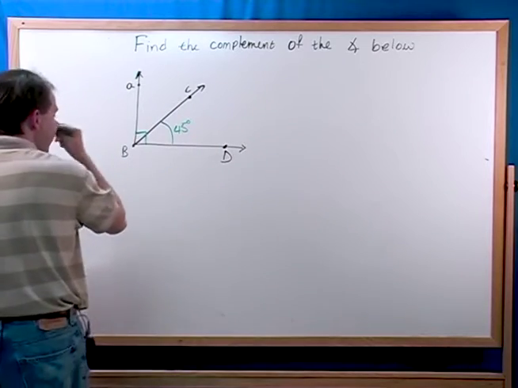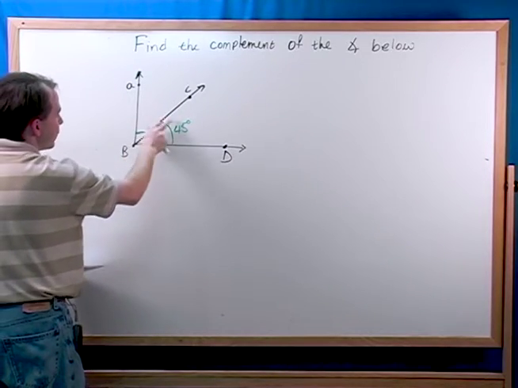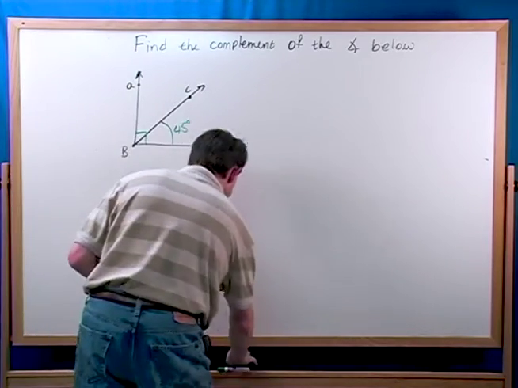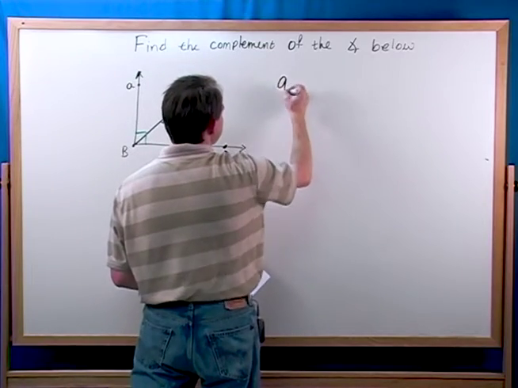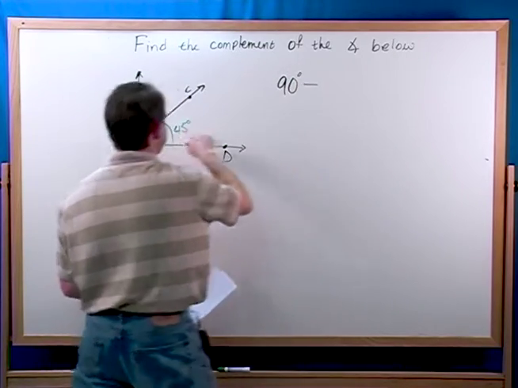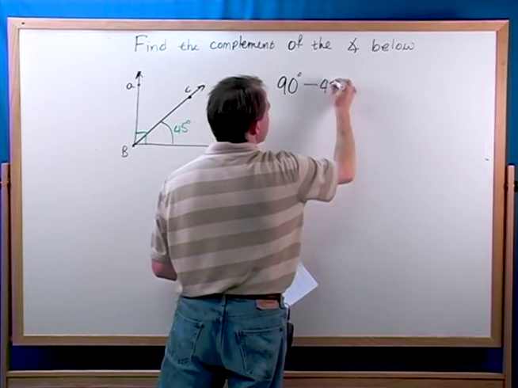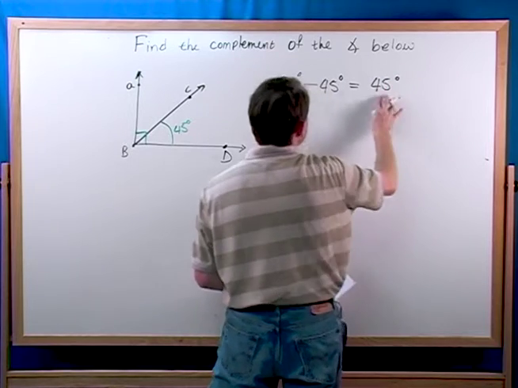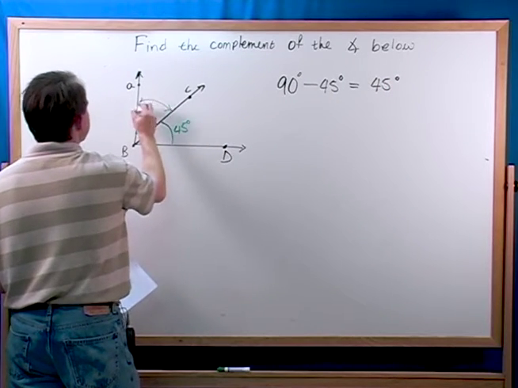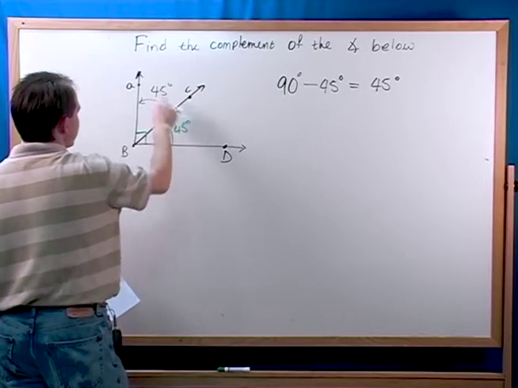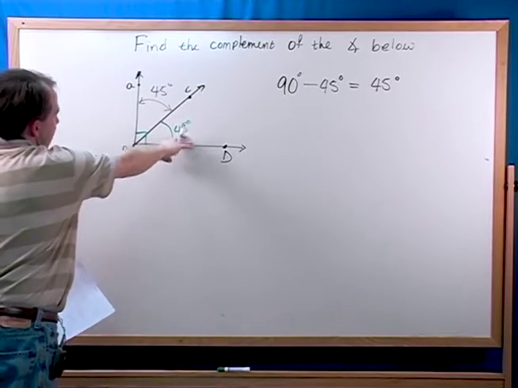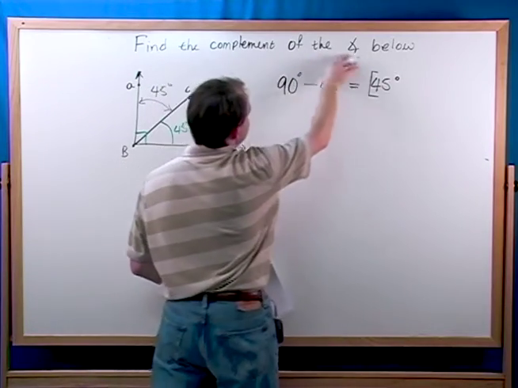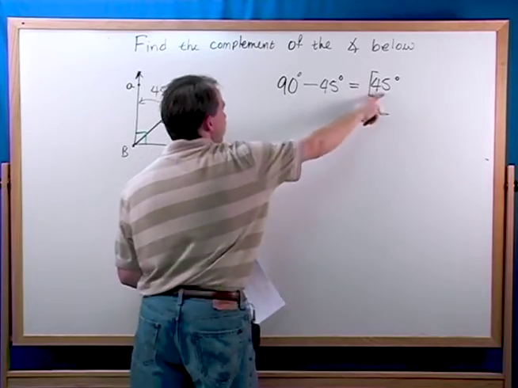All you have to do is find out what angle you have to add together to 45 to equal the 90-degree angle. The way to do that math-wise is you just say, okay, 90 degrees, minus this 45 degrees. And if you do that by hand or in your calculator, you'll figure out that that's 45 degrees. So if I put an angle of 45 degrees here, 45 plus 45 gives me the 90. So 45 degrees is the complement of 45 degrees. So this is really the answer. It says, find the complement of the angle below. Well, the complement of 45 degrees is 45 degrees.